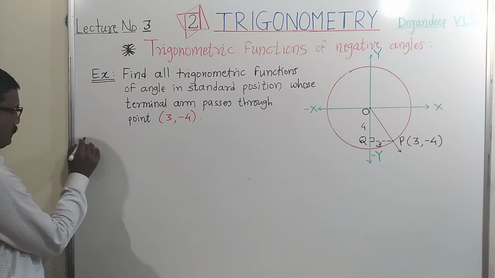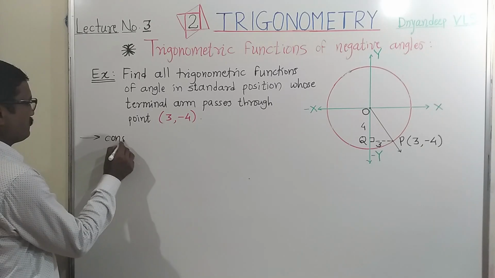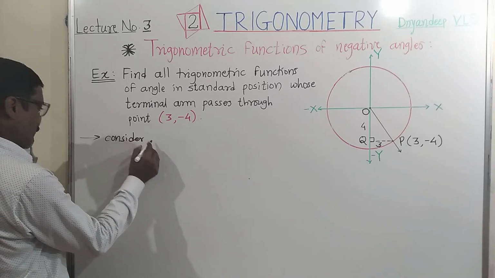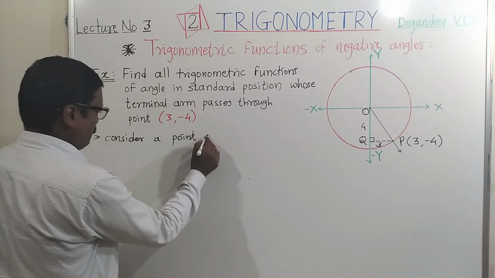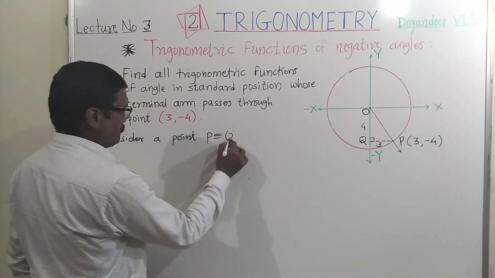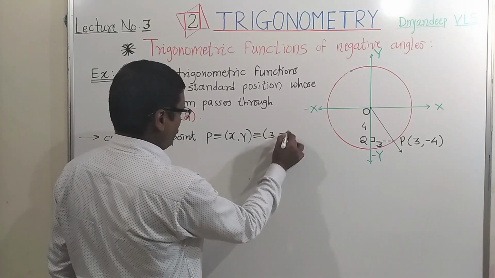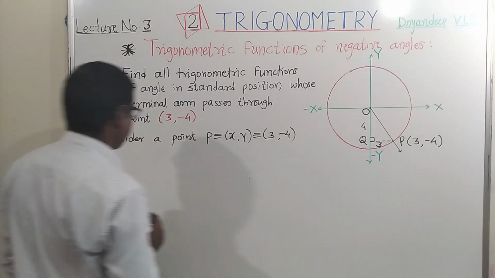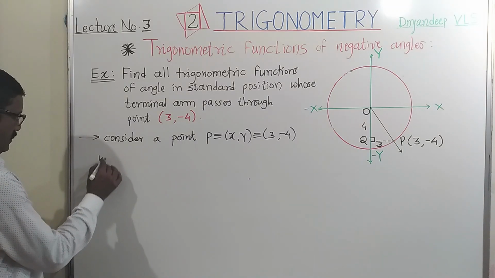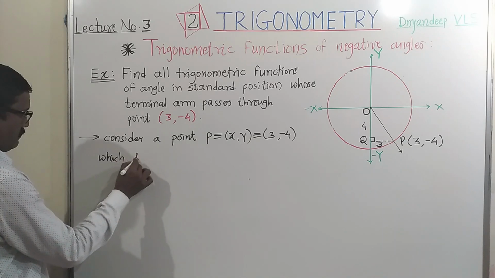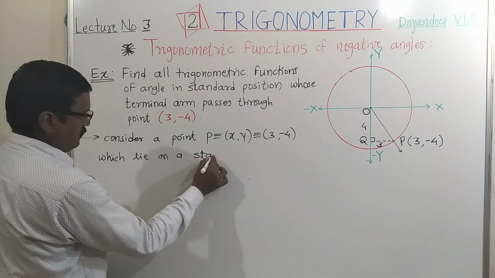Let us start to write the solution. Consider a point P, that is (x, y), and it is equal to (3, -4), which lies on a standard.